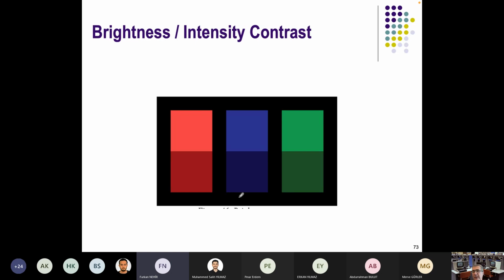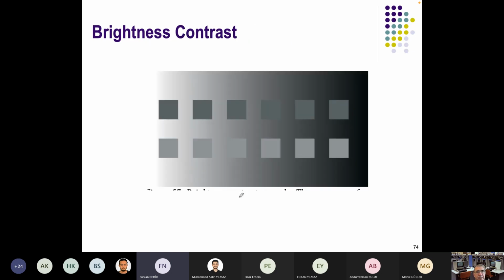Second, for the same color, you may use different tones of it. That is what we call brightness or intensity contrast. We have seen that. Brightness contrast can be used for the same color or same gray with different values of illumination. You may use that in the interface.